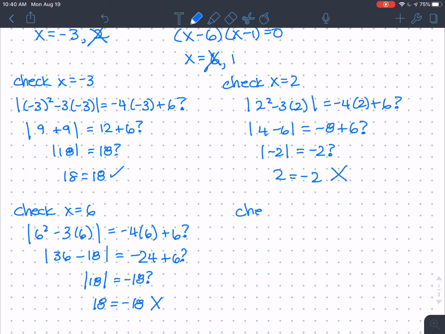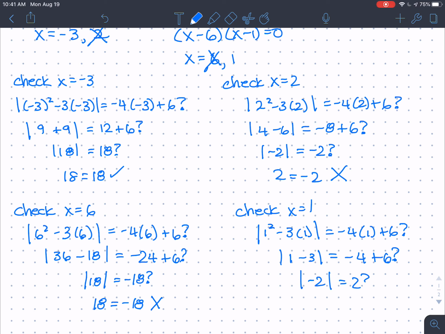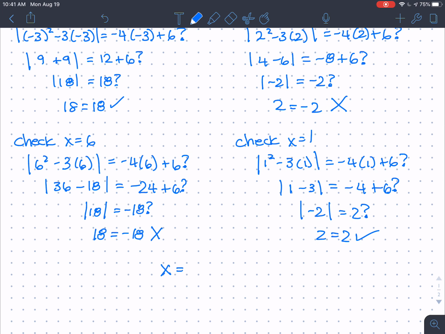And then finally we'll check x equals 1. Absolute value of 1 squared minus 3 times 1 equals negative 4 times 1 plus 6. Is that true? Well, we get 1 minus 3 in the absolute values. Does that equal negative 4 plus 6? Will the absolute value of negative 2 equal 2? Why, yes. Yes, it does. So we have two answers. Our final answer is that x can equal negative 3 or positive 1. And voila, there's our answer.